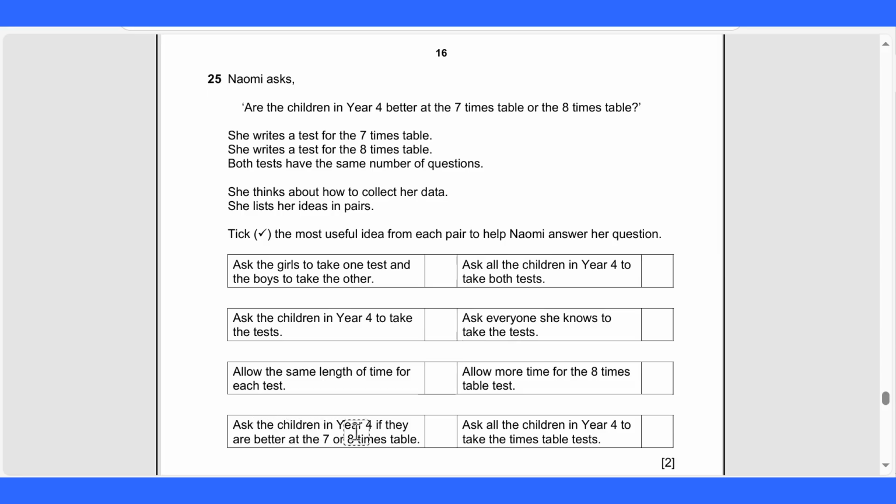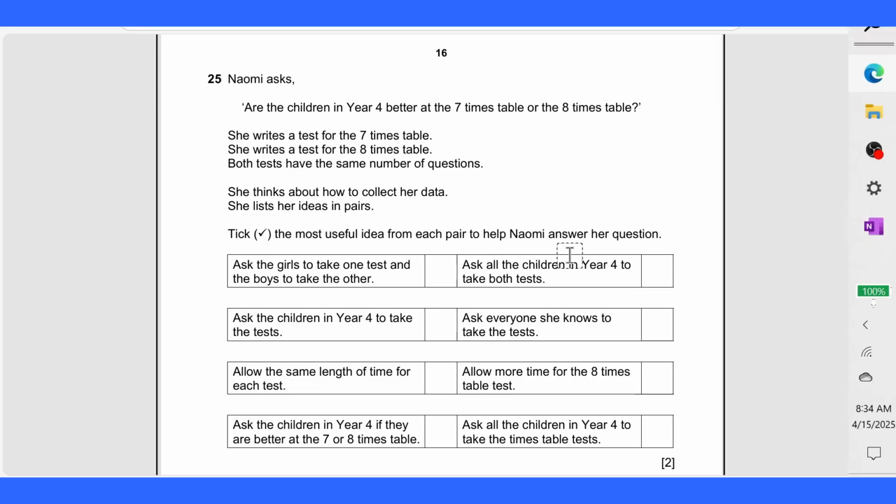So ask the children in year 4 if they are better at the 7 or 8 times table, or ask all the children in year 4 to take the timetable test. So this one, left or right? So 10 seconds.